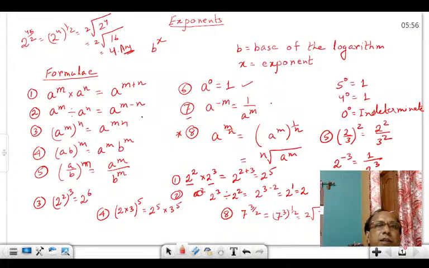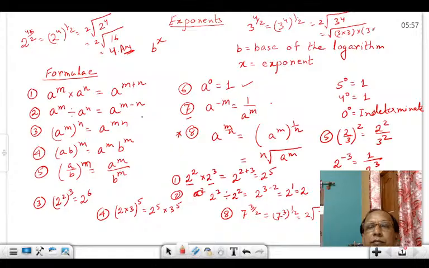Suppose we want to find 3 to the power 4 by 2. Then it can be written as 3 to the power 4 to the power 1 by 2. 1 by 2 means square root of 3 to the power 4, right? That means you can write it here as square root of 3 into 3 into 3 into 3. Then we are getting 3 into 3, that is 9. 3 into 3, that is equal to 9. This 9 is the answer.